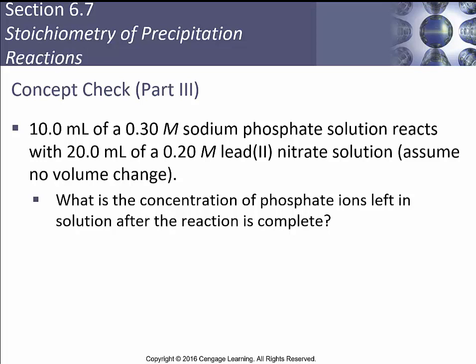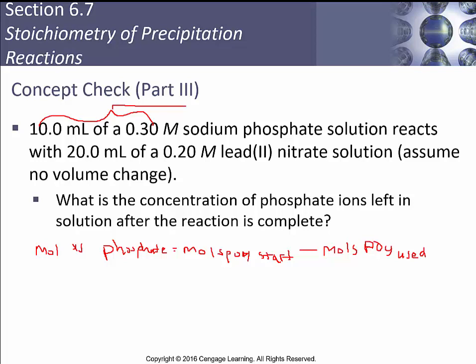Our moles of excess phosphate are going to equal our moles of original phosphate that we started with minus the moles we used. From our volume and our concentration, we know that we started with 0.003 moles of phosphate. We then need to look at our balanced chemical equation to figure out how many moles of phosphate were consumed.